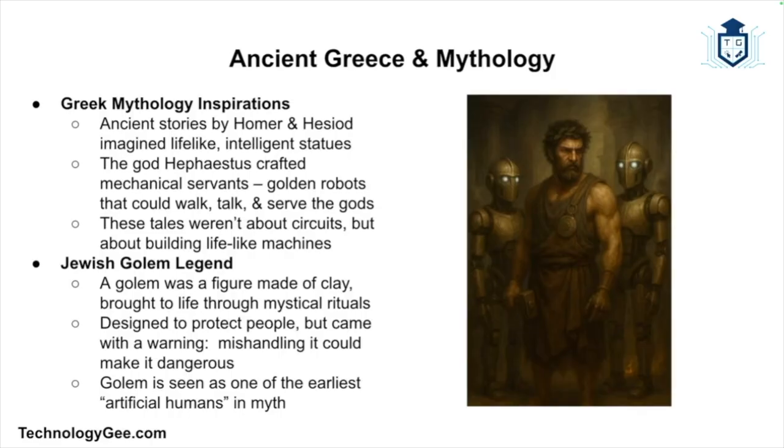Who knows? And then there's also the Jewish golem legend. So in Jewish folklore, a golem is a clay creature that's brought to life to protect people. And it was an early version of an artificial human. Anyways, these stories didn't involve silicon chips or algorithms, but they reflected a basic human desire, and that is to build things in our image that can think and act for us.